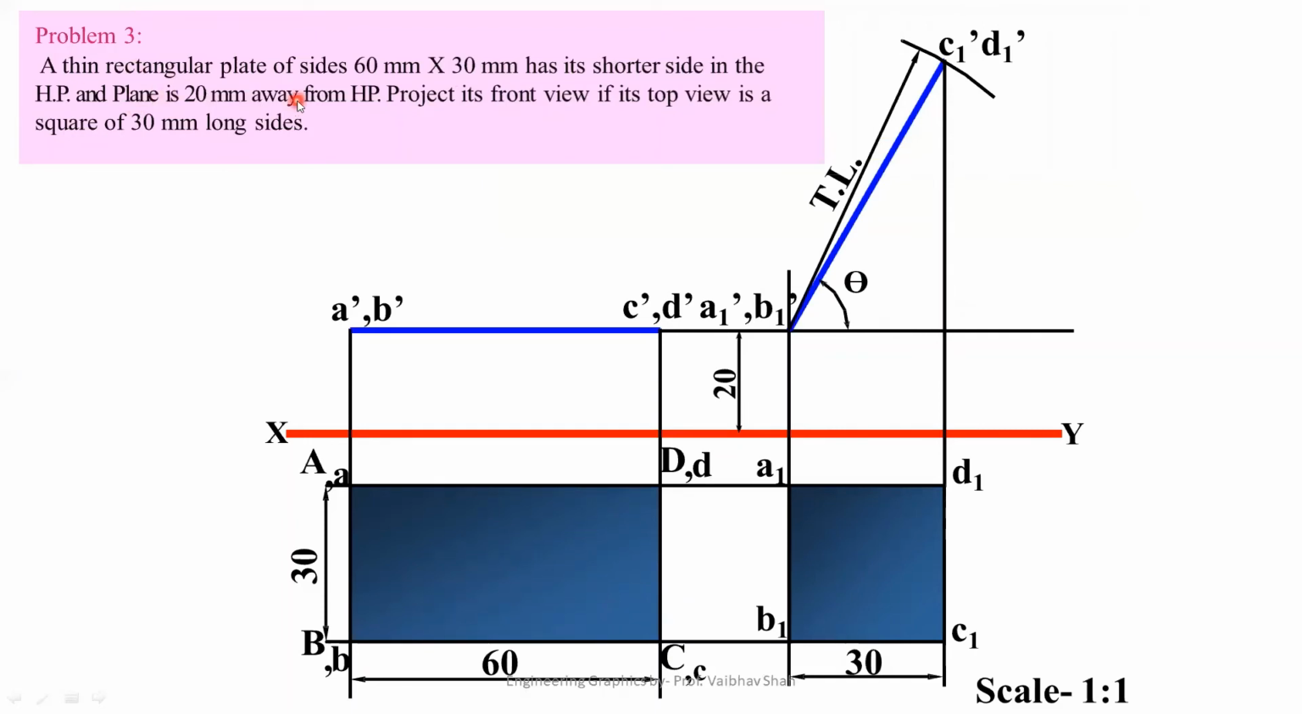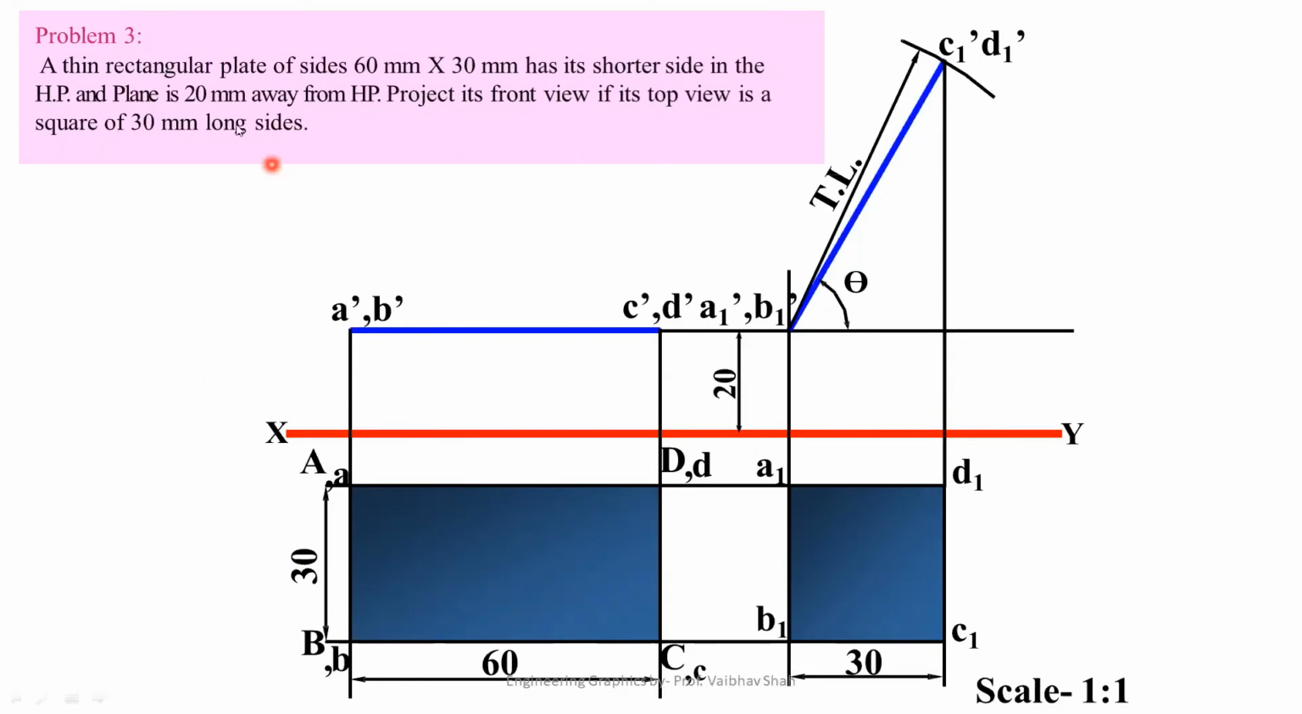A thin rectangular plate of sides 60 mm and 30 mm has its shorter side in the HP, and the plane is 20 mm away from HP. Project its front view if its top view is a square of 30 mm long side. So here our object is once again a rectangle with 60 mm and 30 mm sides, with its shorter side in HP. We put its shorter side on the left hand side as a vertical line, which is the 30 mm side. So we have to draw this rectangle of 30 by 60 mm. We'll give the numbering ABCD in anti-clockwise direction.